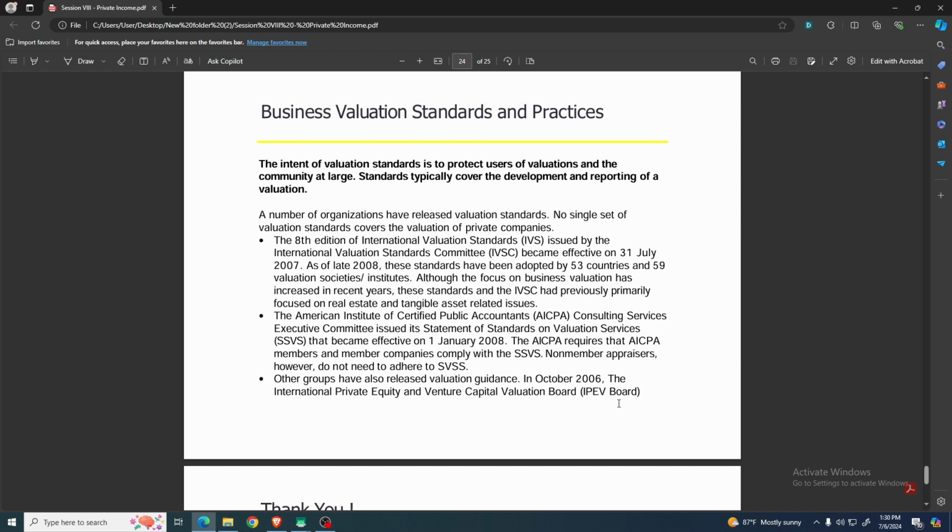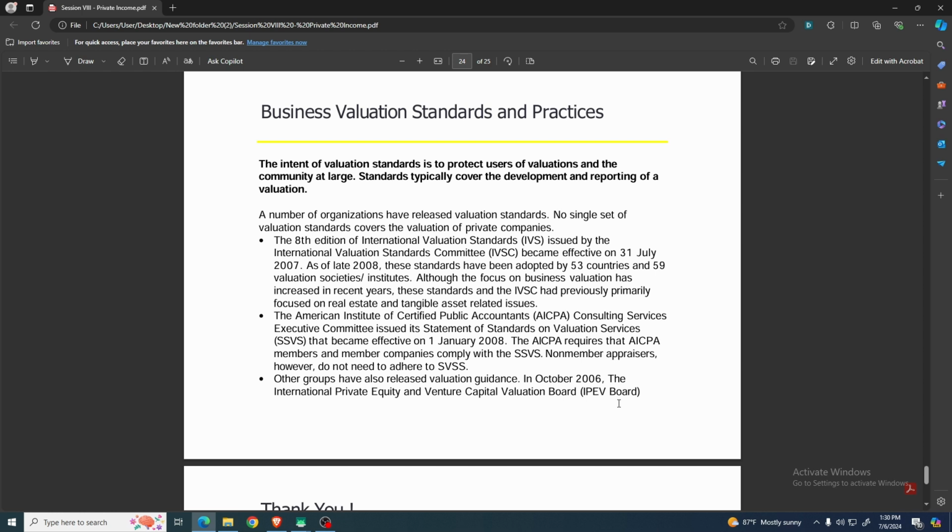And then you have the Statement on Standards for Valuation Services, SSVS. This was developed by the AICPA to guide CPAs, or Certified Public Accountants, in delivering consistent and high quality valuation services, and these are particularly relevant in the United States. The members of the AICPA are required to comply with the SSVS standards, ensuring that their valuation practices meet professional quality. This includes providing clear documentation, using appropriate valuation methods, and maintaining objectivity.